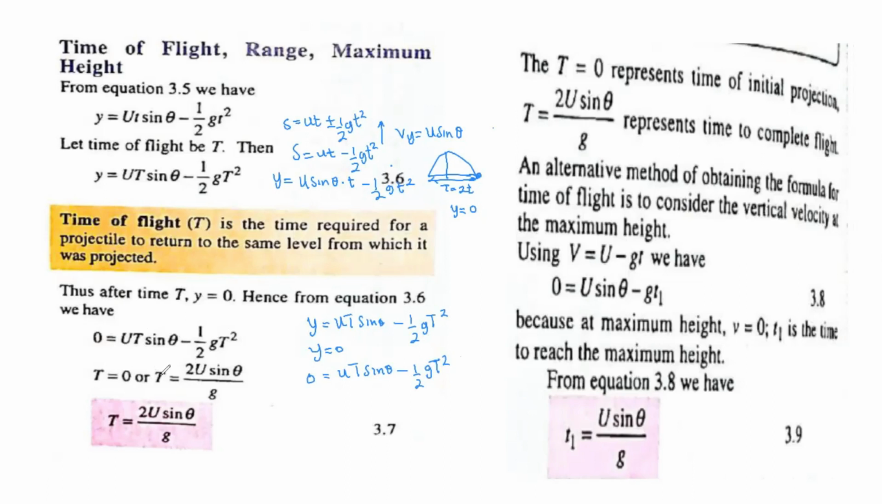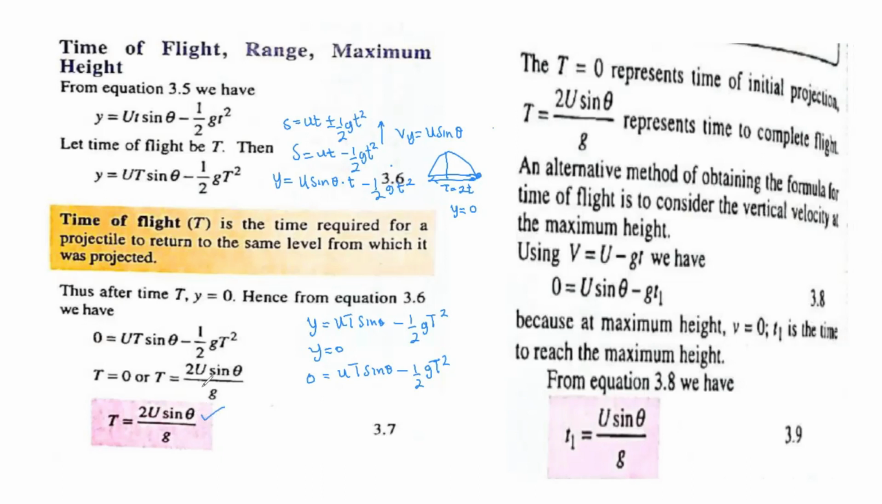Is 0. So basically, t is equal to... So how do you get this? How do they get this? That is the question. In this particular case, you can multiply both sides by 2. So if you multiply by 2, what are you going to get? You are going to arrive at t is equal to 2u sine theta over g.